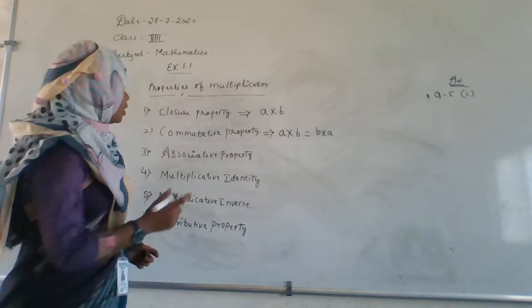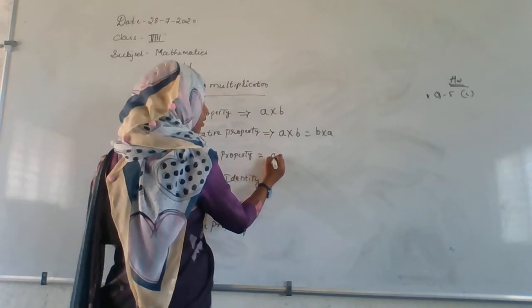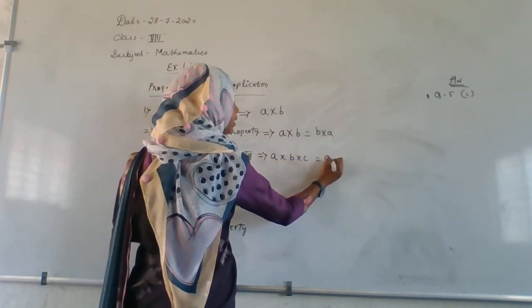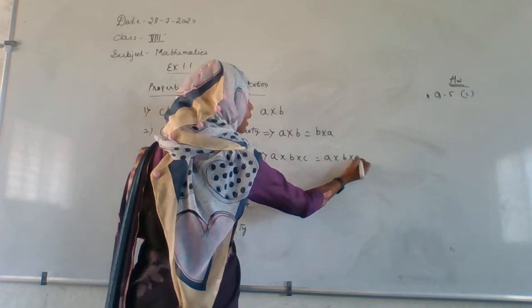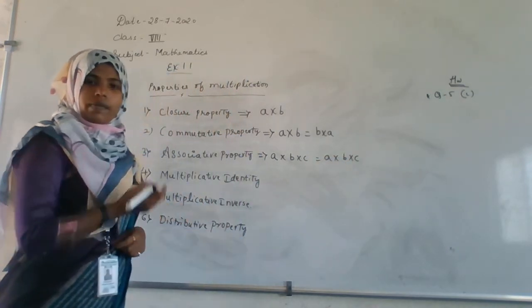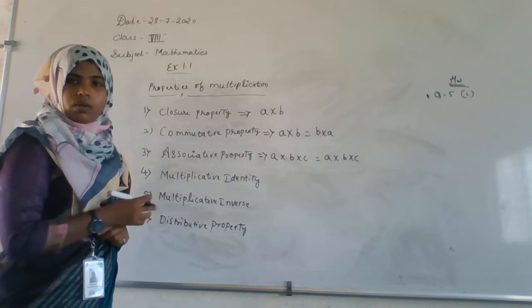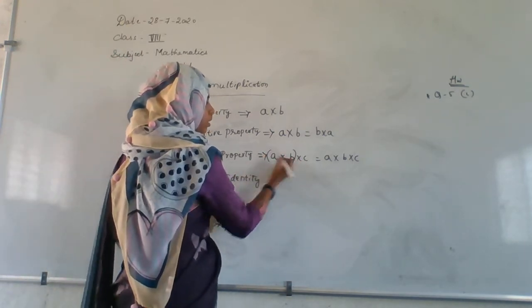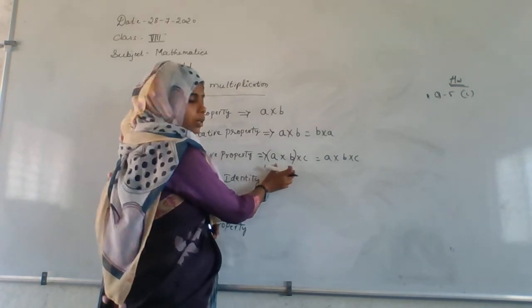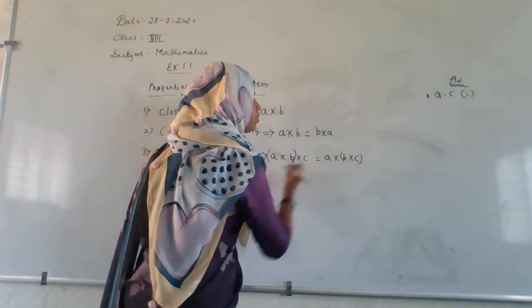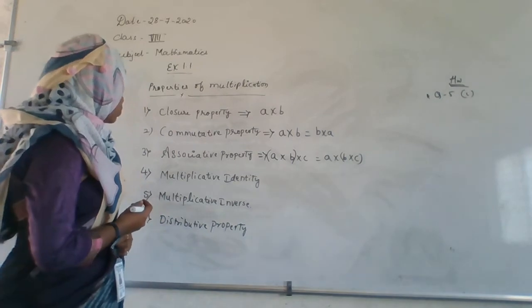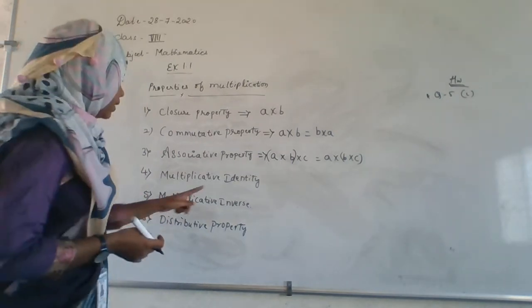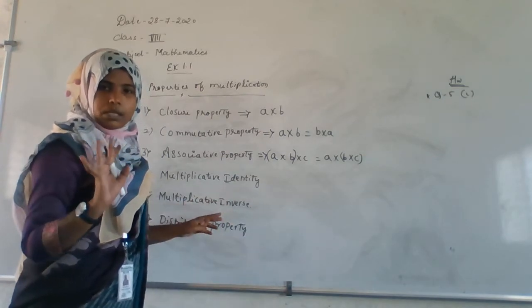And next is the associative property: A into B into C, again A into B into C. Wherever the addition sign was there, it is replaced by the multiplication sign here. The bracket I apply for A into B here, and here for B into C. And the next one is the multiplicative identity, meaning whatever the number, identity means we have to get the same answer, right?